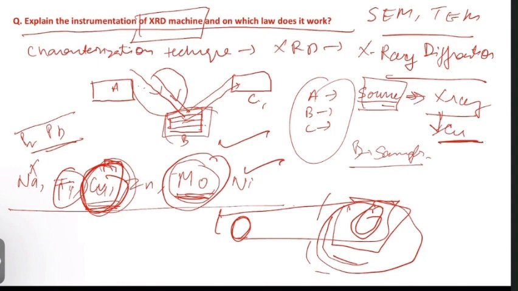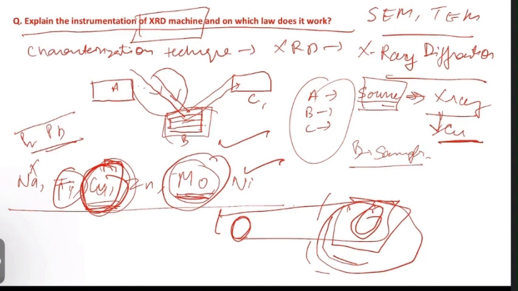What kind of samples do we use in XRD? According to you, which type of samples can be used? Can nanoparticles be used to study their X-ray pattern? Yes, ma'am. Nanocrystalline materials can be used, or metals can be used. Yes, metals can be used.